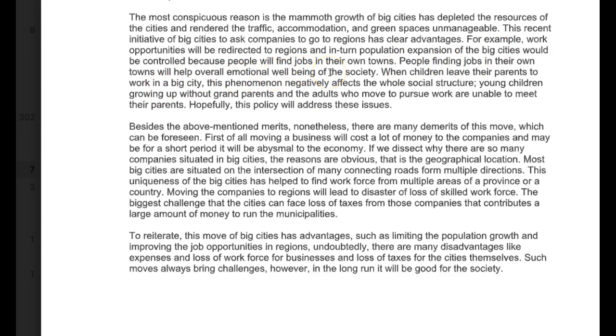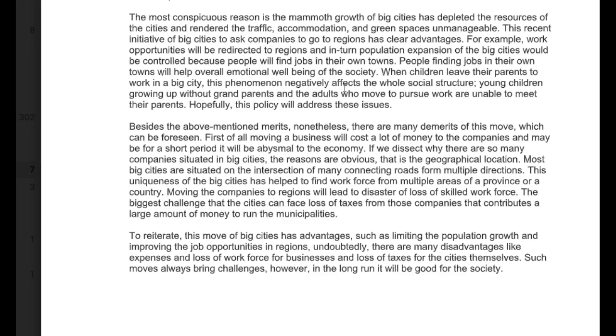Why? When children leave their parents to work in a big city, this phenomenon negatively affects the whole social structure. Young children growing up without grandparents and the adults who move to pursue work are unable to meet their parents. Hopefully this policy will address these issues. Okay, here's what I want to talk about.